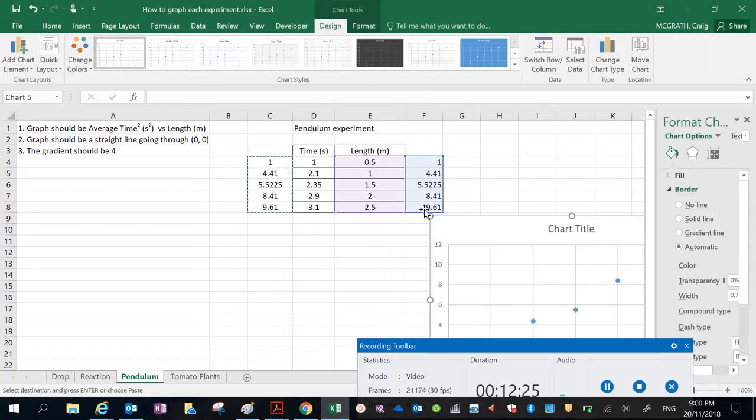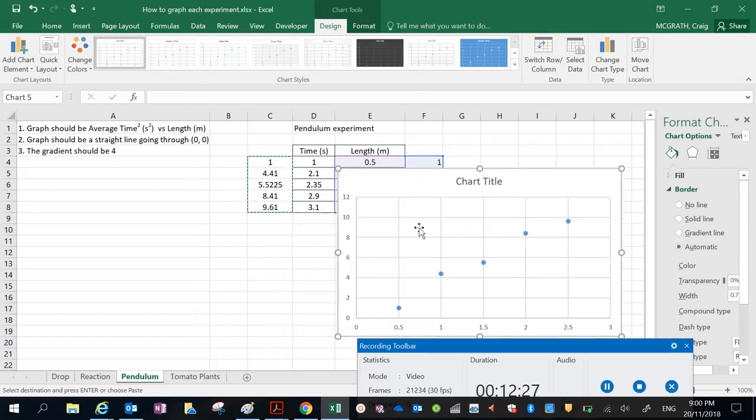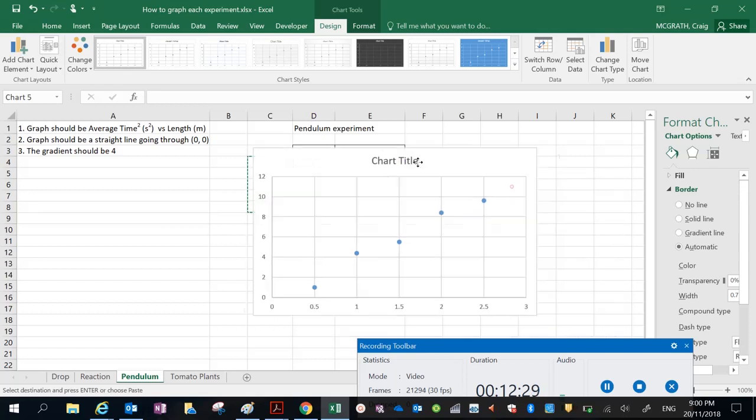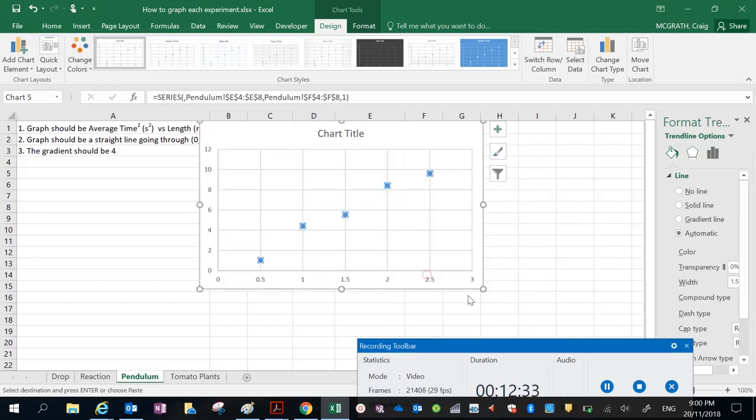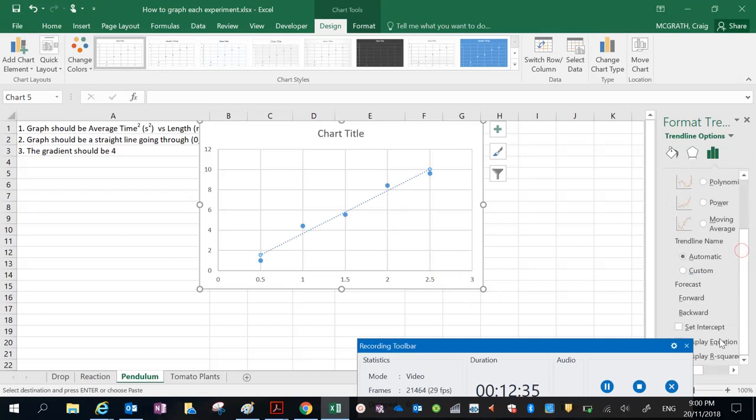Now, time squared goes up to about 9. Yep, about 9 for that one. Good. So now we're ready. Click on one of the points, right click, add trend line, display the equation and the r squared. Okay, here we go. We've got our values. Now the graph should be a straight line.